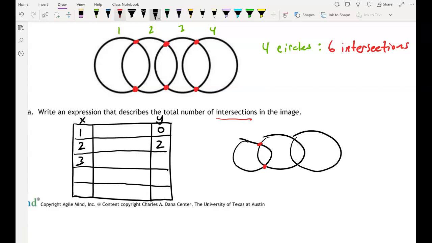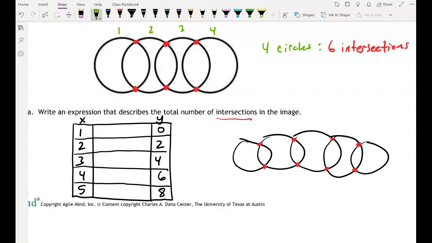So three circles, how many intersections? Well, now we have a total of 4 intersections. And when we add a fourth circle, we have a total of 1, 2, 3, 4, 5, 6. So 4 circles, 6 intersections. And 5 circles? 5 circles. We have 1, 2, 3, 4, 5, 6, 7, 8 intersections.